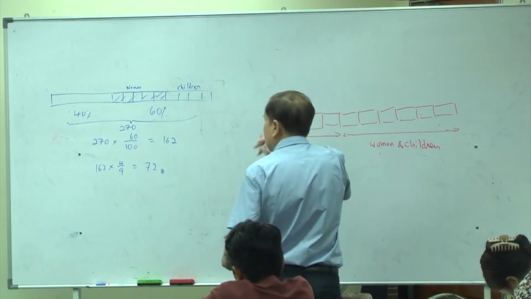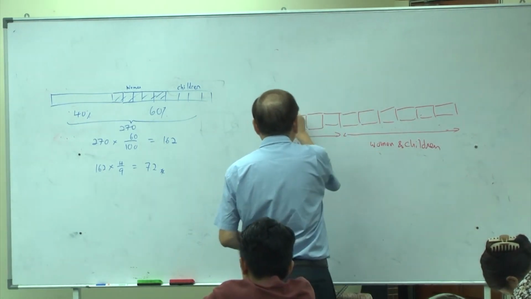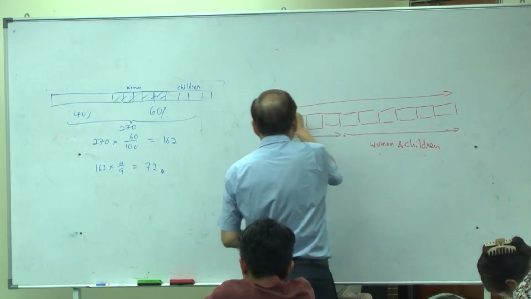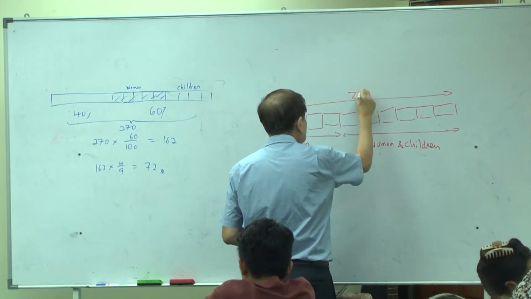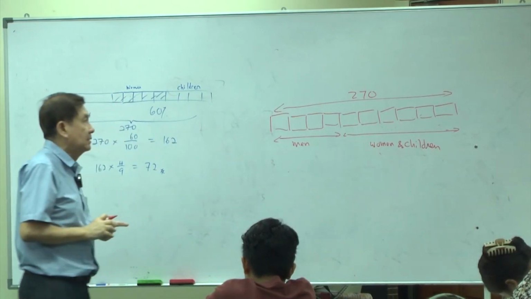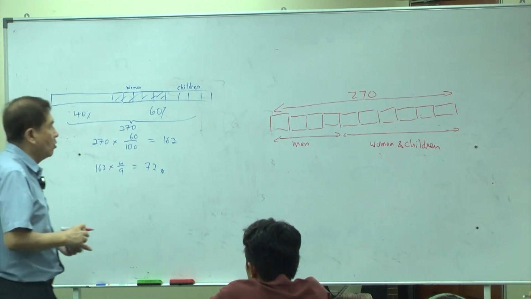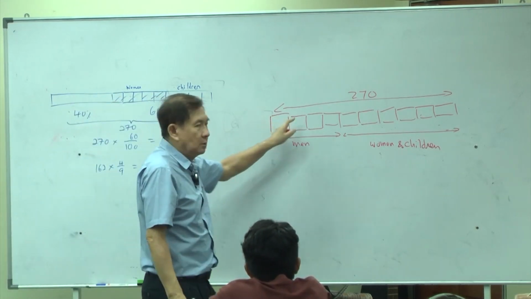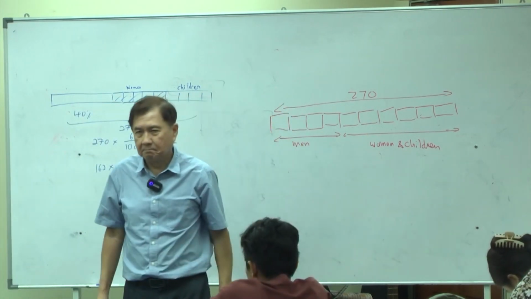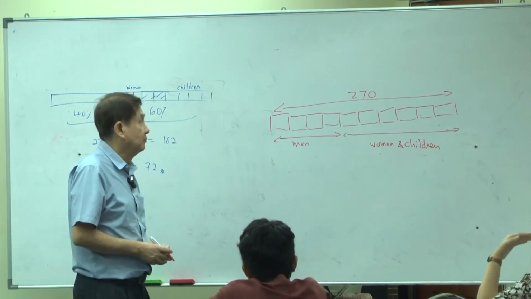And they say that altogether there are, how many people are there? 270. That's one way that they can see it quite easily. And of course, once they do it that way, straight away they will know that each box is what? 27. Straight away they will know that 27.